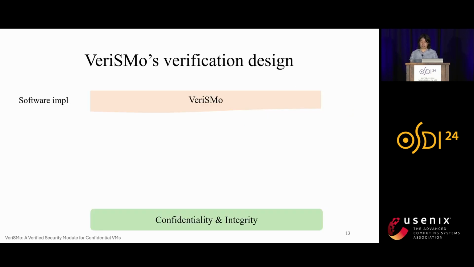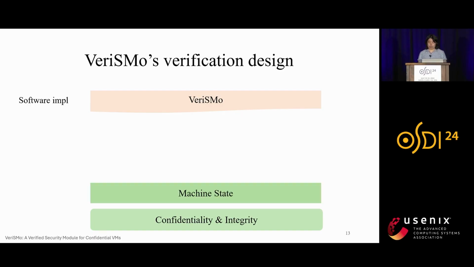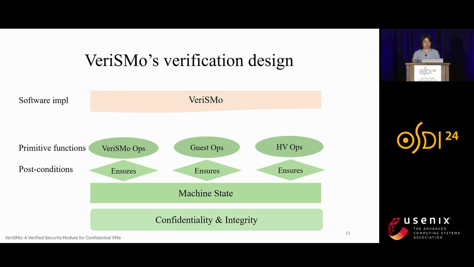So to make our verification aware of the attack model we described earlier, we first model the machine states with multiple basic operations related to memory and CPU registers. And those operations could be done by different entities, including VeriSMo, the guest OS, and the hypervisor. To prove confidentiality and integrity, VeriSMo has to use the basic operations in a correct way.